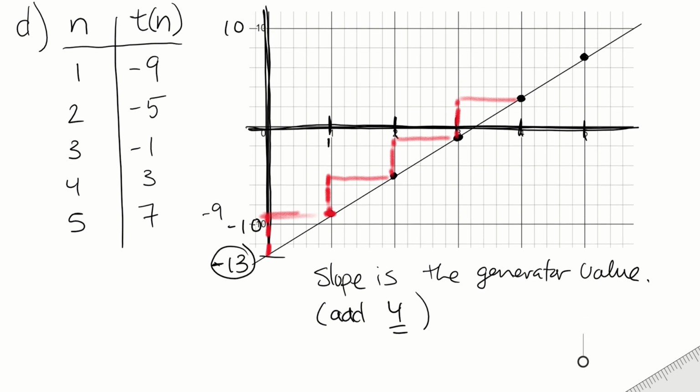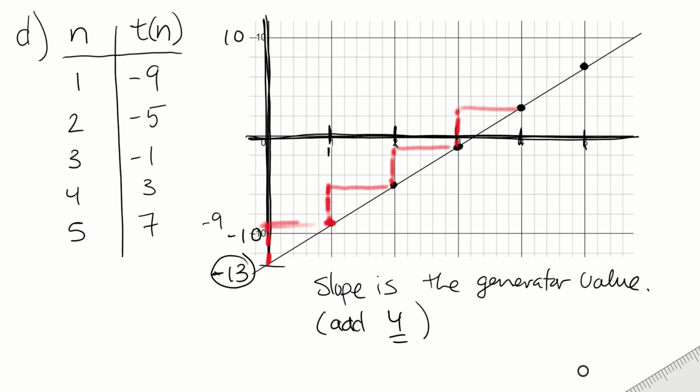And in fact, if I want to, and we're asked to do this in the textbook, we can write an equation for this sequence. We're going to start the equation like this. T of n, which means what? The value of the sequence at the point n. The value at the sequence at point n is equal to 4 times the value of n, and then minus 13. So it turns out the generator is the slope, right?